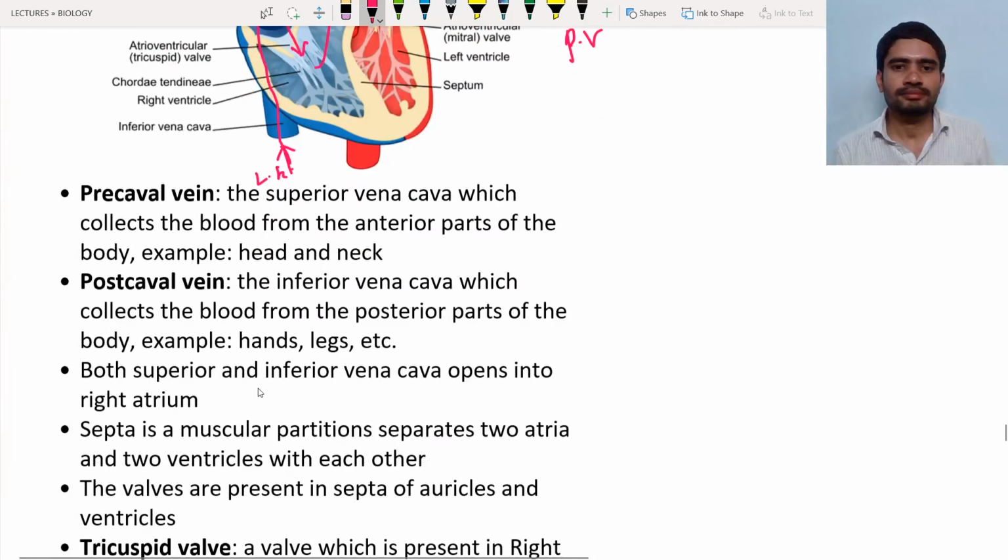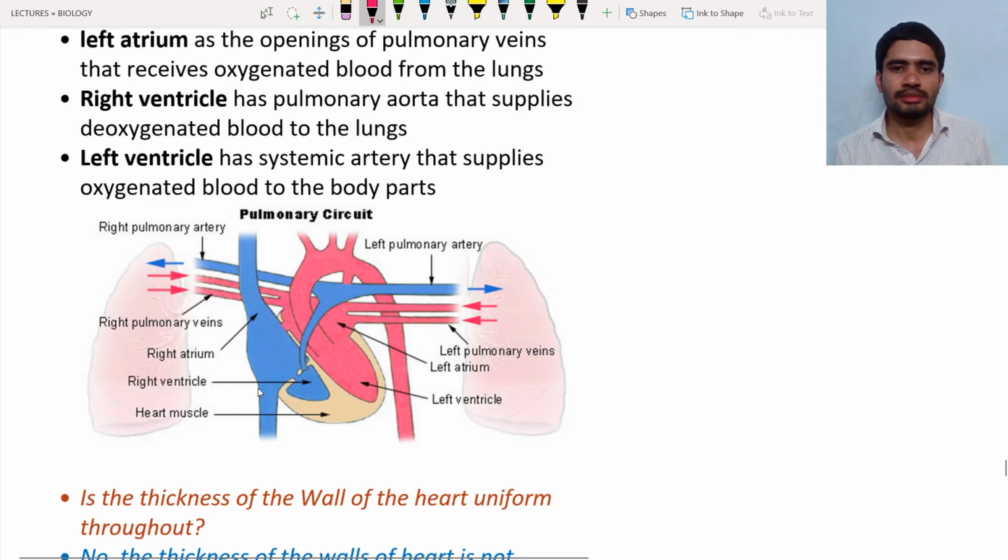Okay, and here you can see the diagram. So here you can see this is the pulmonary artery. The blue color blood vessel is the pulmonary artery. It is going to supply deoxygenated blood to each lung, and here the deoxygenated blood will be converted to oxygenated blood, and this oxygenated blood will be transferred or pumped to this chamber. This chamber is known as right atrium.